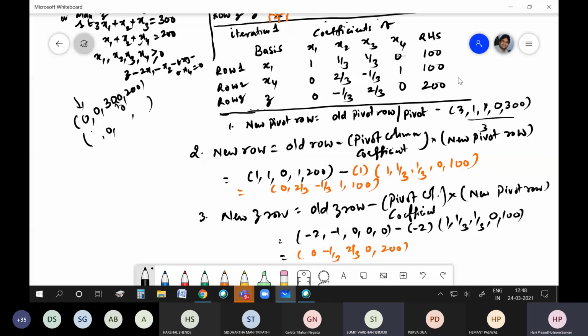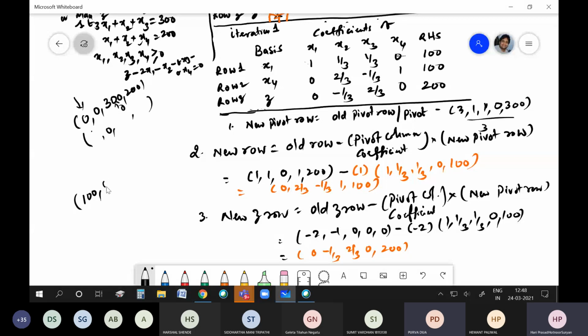Yes, sir. Okay. So now, what is the basic solution corresponding to this? X1 is whatever RHS you get, that will be the value. X1 will be 100. What is the value of X2?